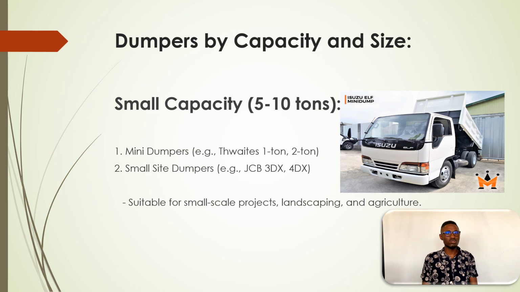We can also classify dumpers by capacity and size. Small capacities range between 5 to 10 tons, and mini dumpers, e.g. Thwaites, range between 1 to 2 tons. Small site dumpers can be a JCB, 3DX, and 4DX. Suitable for small scale projects, landscaping, and agriculture.